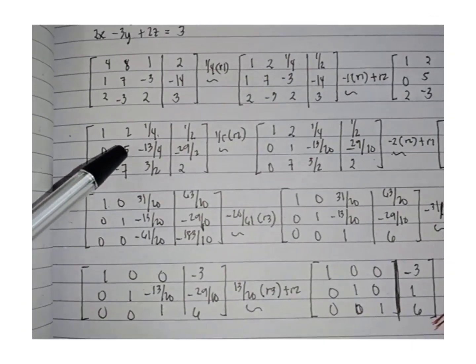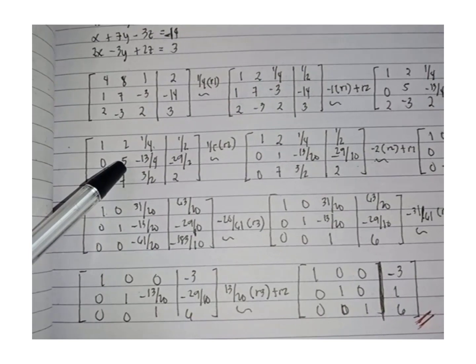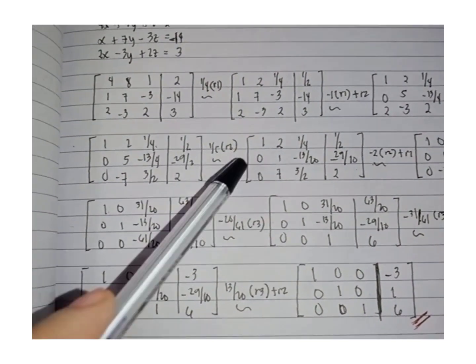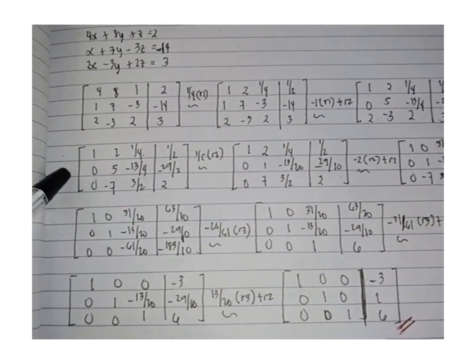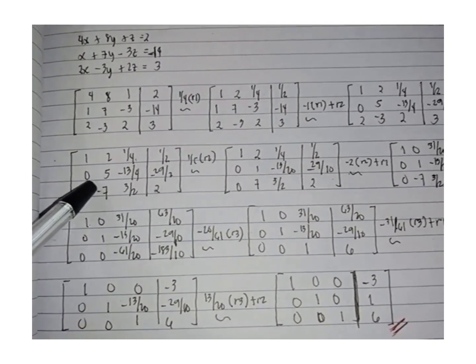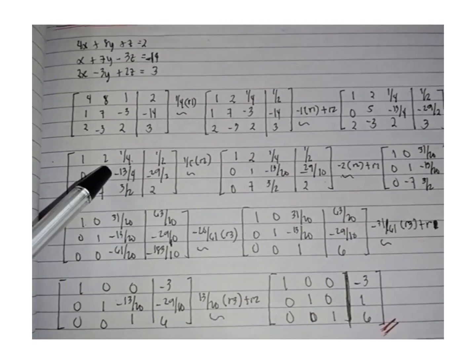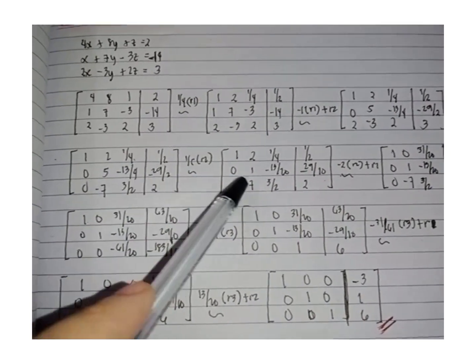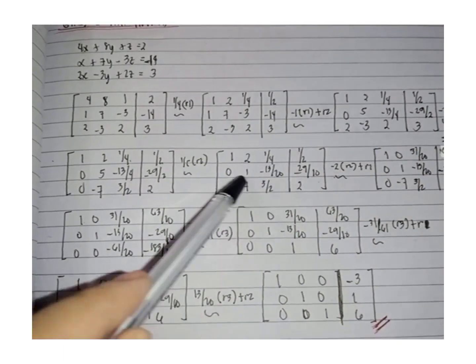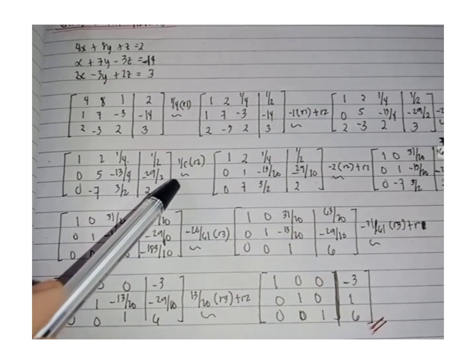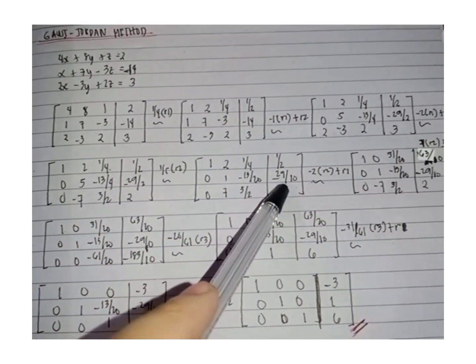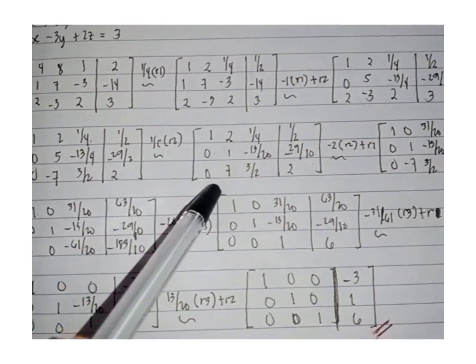We're going to equate 5 and turn it into 1 by multiplying 1/5 to row 2. So 1/5 times 5 will be 1. 1/5 times negative 13 over 4 will be negative 13 over 20. 1/5 times negative 29 over 2 will be negative 29 over 10. Copy rows 1 and 3.